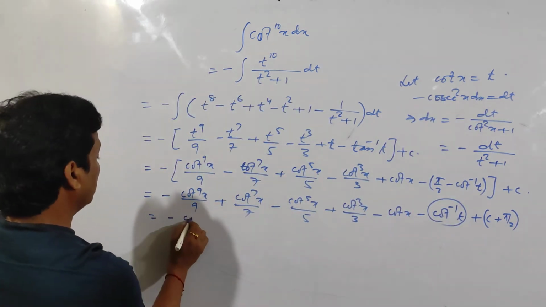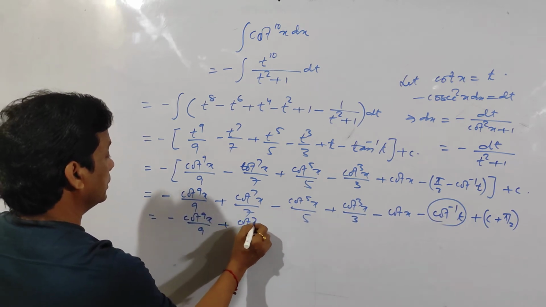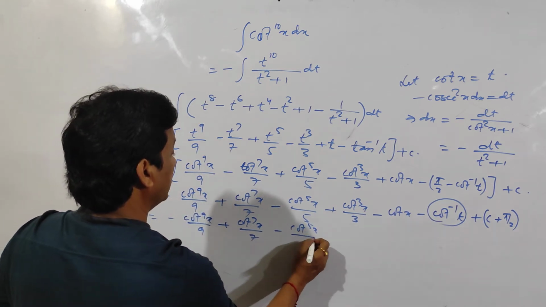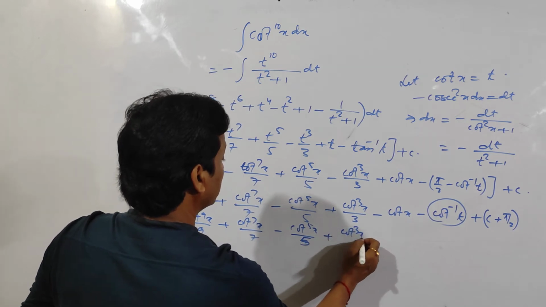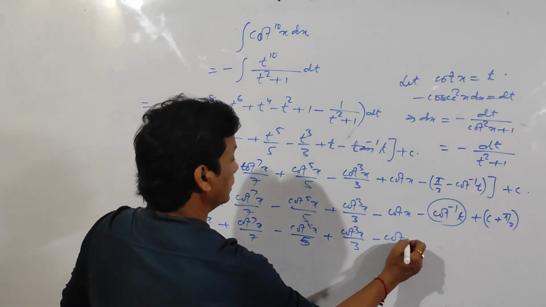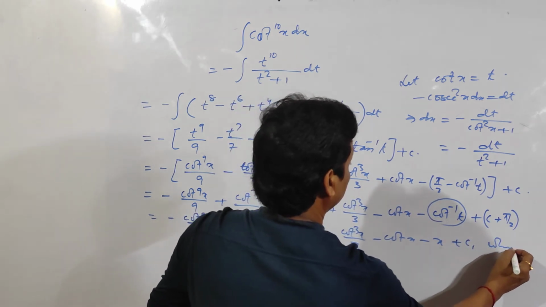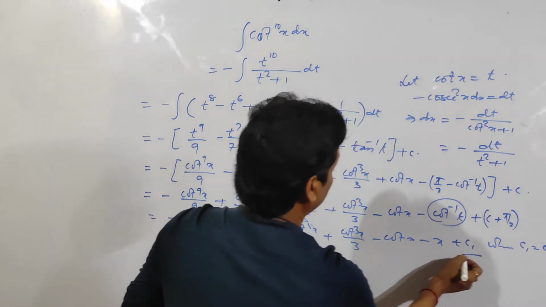So I can write minus cot 9x by 9 plus cot 7x by 7 minus cot 5x by 5 plus cot cube x by 3 minus cot x minus x plus c1. But c1 is equal to c plus pi by 2. So this is your answer.